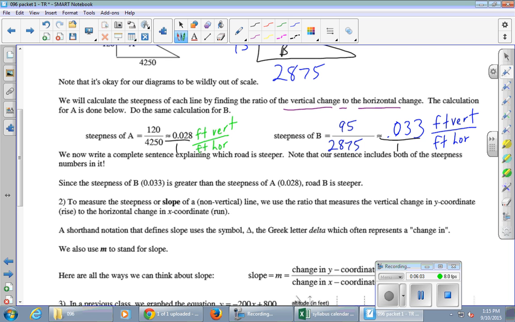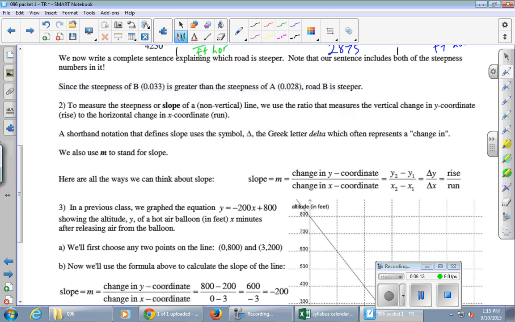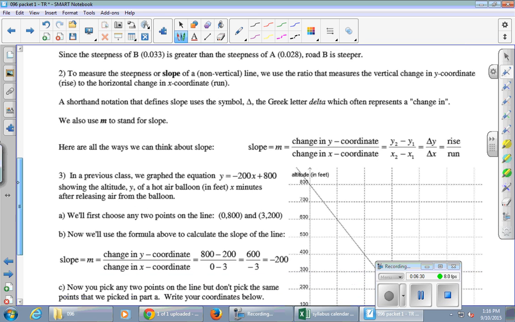Okay, so I'm using the word steepness, but what word do you guys know that as from a previous math class? Slope. So really, it's the slope of the one being bigger than the slope of the other. So here's our definition for number 2. To measure the steepness or slope of a line, this non-vertical thing we won't worry about today, we use the ratio that measures the vertical change in the y-coordinate, that's called the rise, to the horizontal change, which is the x-coordinate, or the run. It's the same calculation we just did.